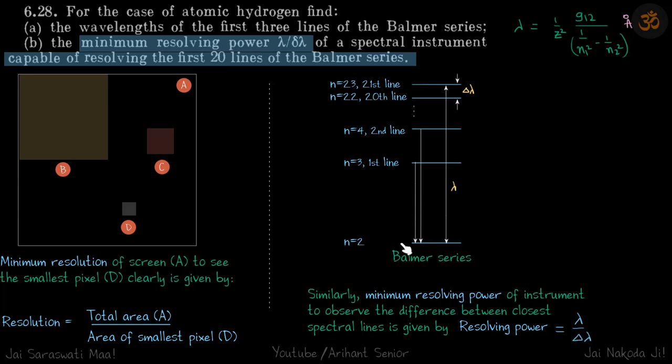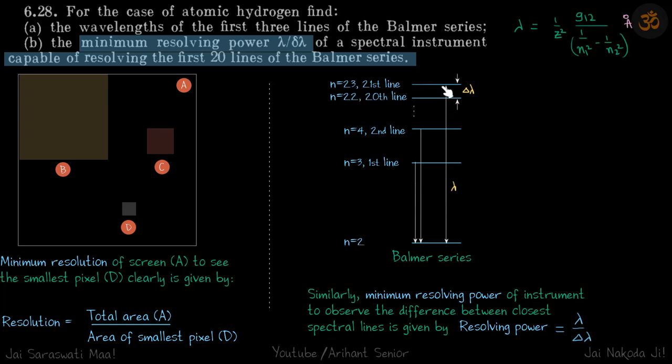Now, one more thing. So this is n equal to 2. When the electron jumps from n equal to 3 to 2, then the first line of Balmer series is observed. The second line is when it is from 4 to 2. So similarly, the 20th line appears when the jump is from 22nd to 2.